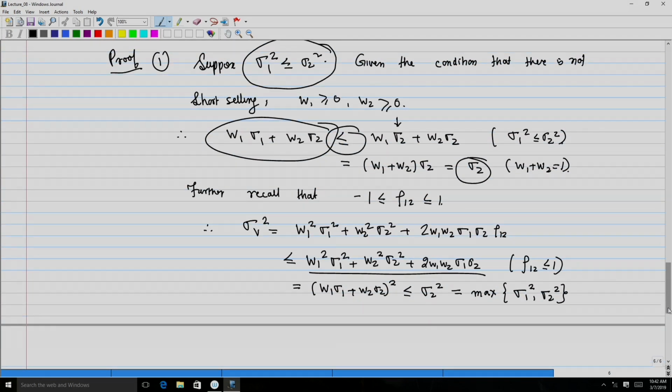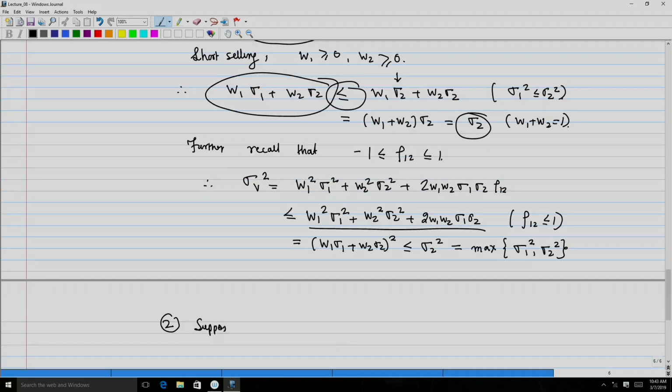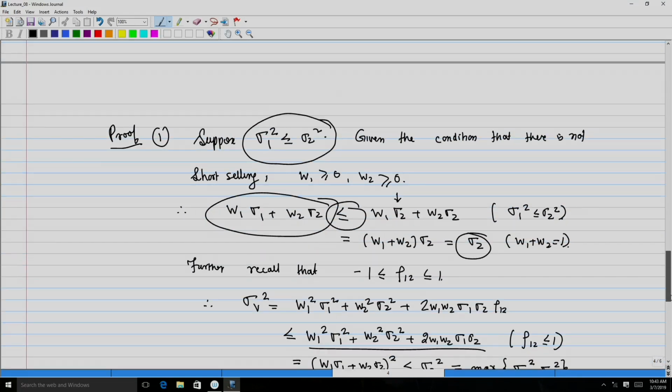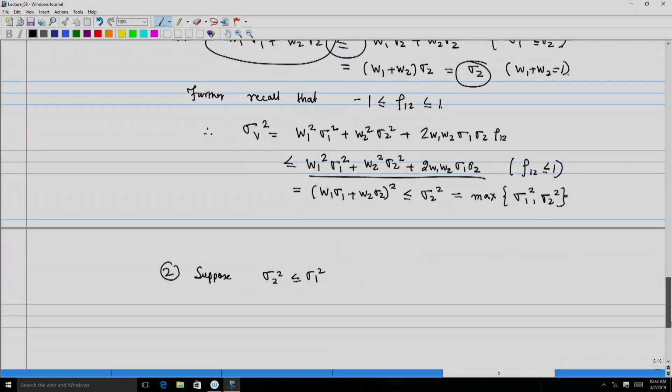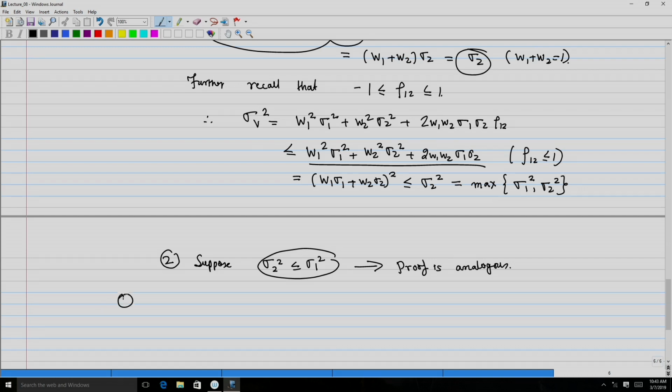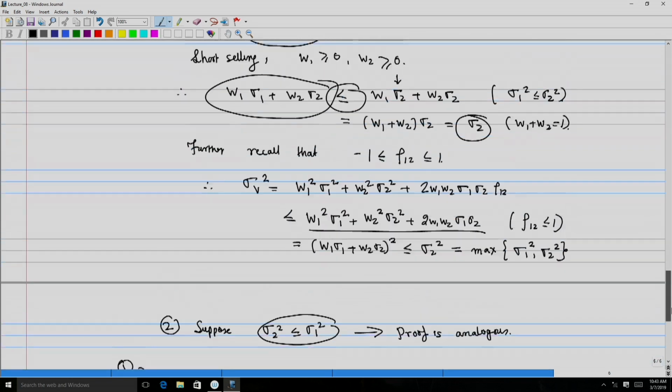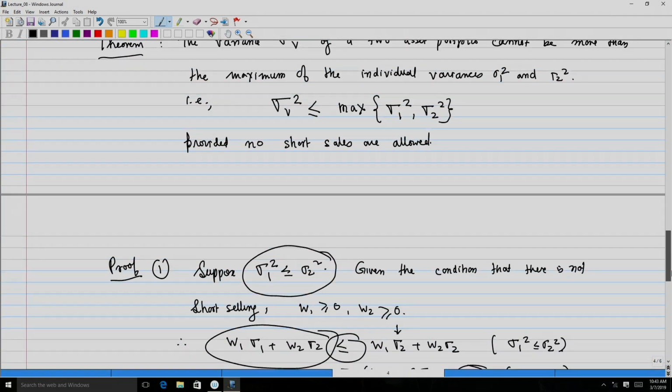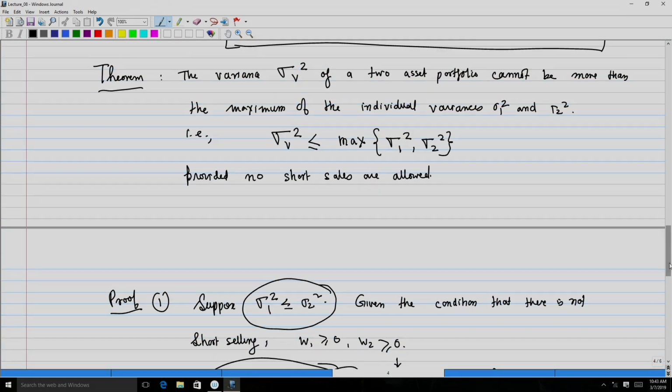So, for case 2, suppose that sigma 2 square is less than or equal to sigma 1 square. Remember, in the first case we chose sigma 1 square less than or equal to sigma 2 square. So, in this case we will make this particular assumption, and the proof is analogous or similar.